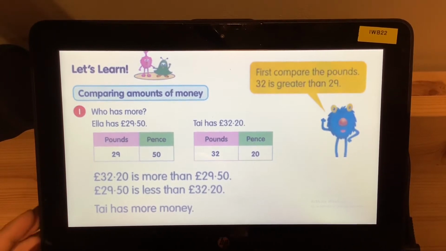So when you are looking at comparing amounts, remember you always start with the column that has the greatest value, because the greater that column, the greater the number. So if you're looking to compare two amounts of money, look at the pounds first to see who has the most pounds.